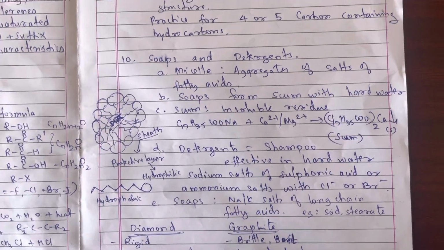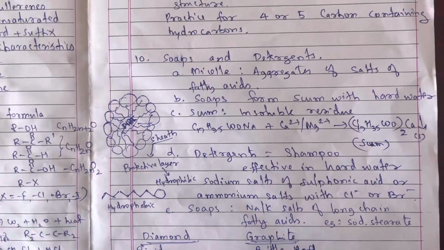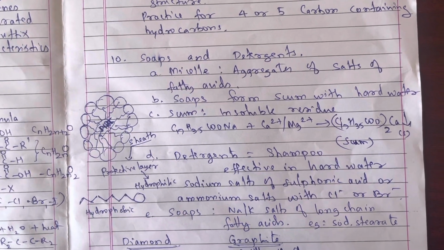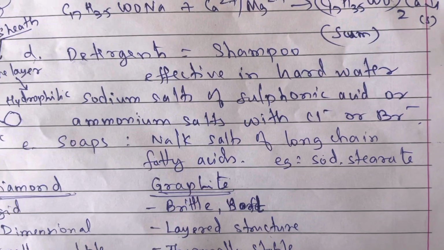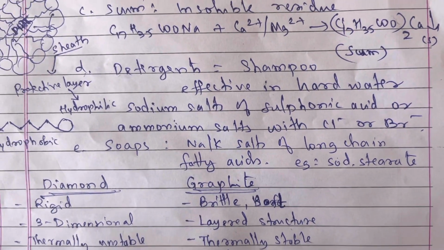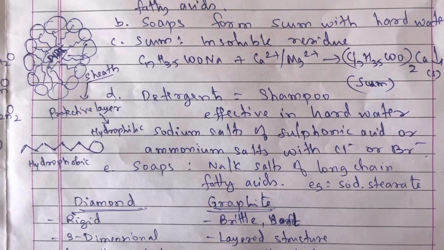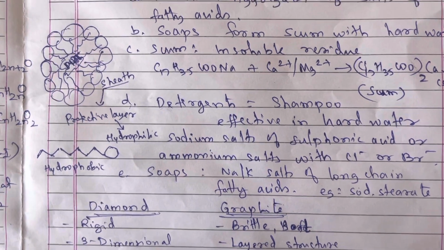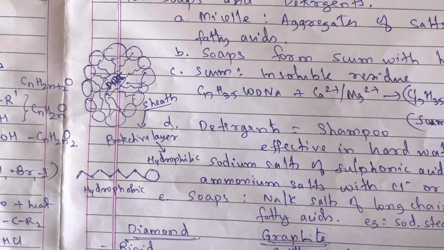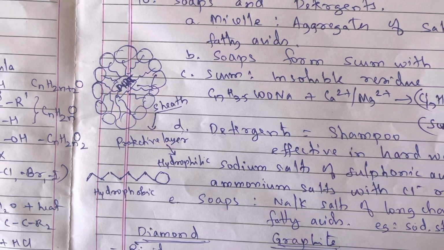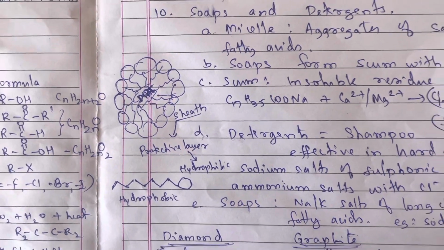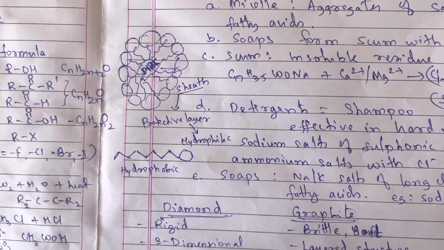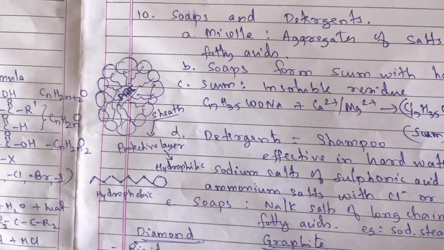The last concept in this chapter is soaps and detergents. When it comes to soaps and detergents, you should first be able to define what soaps are. Soaps are sodium or potassium salts of long chain fatty acids. A suitable example is sodium stearate, which is C17H35COONa. And soaps possess two parts. One is the hydrophilic part, which is made up of cations, and the hydrophobic part, which is made up of anions. Hydrophobic is water repelling or water hating, hydrophilic is water loving or water attracting.